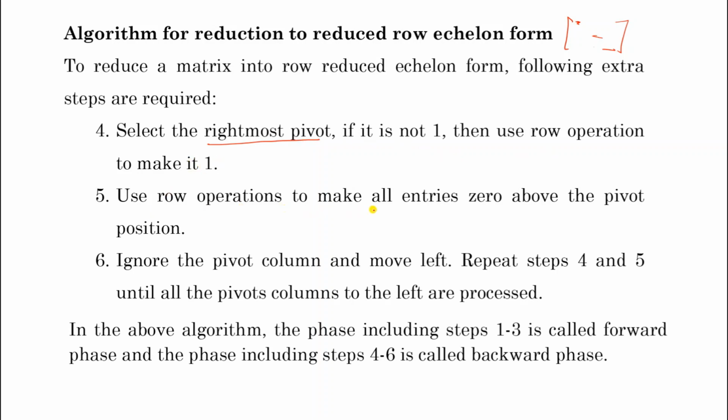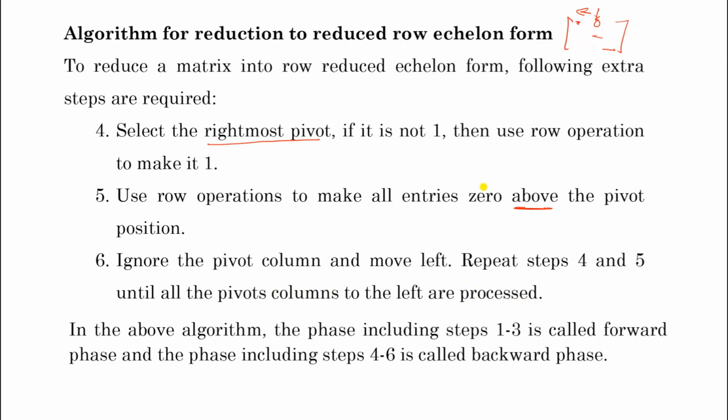Use row operations to make all entries above the pivot zero. It means, suppose this is the rightmost pivot, then you have to make the elements above this element zero. Ignore the pivot column and move left. Now ignore this column and move left. And repeat steps 4 and 5 until all the pivot columns to the left are processed.